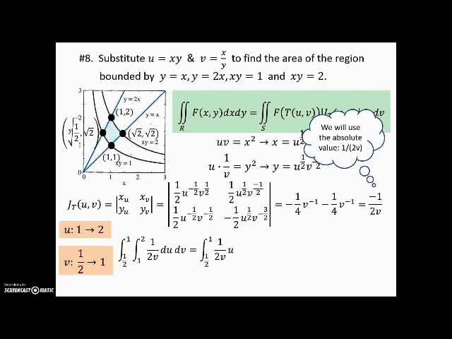We've got our Jacobian, absolute value of the Jacobian du dv. Integrate that with respect to u and evaluate u from 1 to 2. And then integrate 1/2 times 1 over v, which would be 1/2 log of v. Plug in your v values. Simplify your answer using the laws of logs, and we're done.